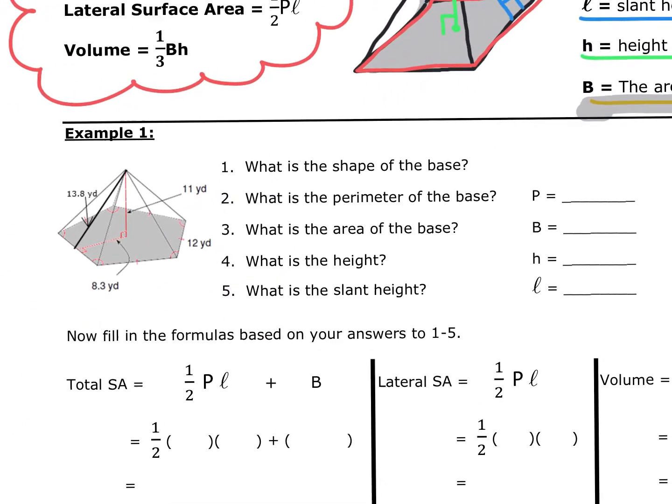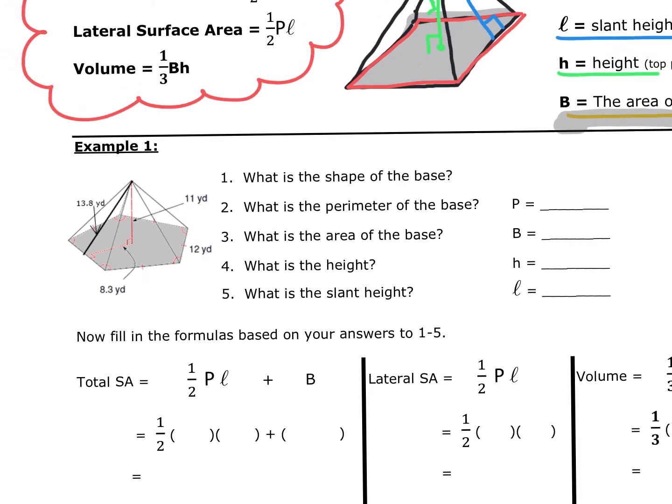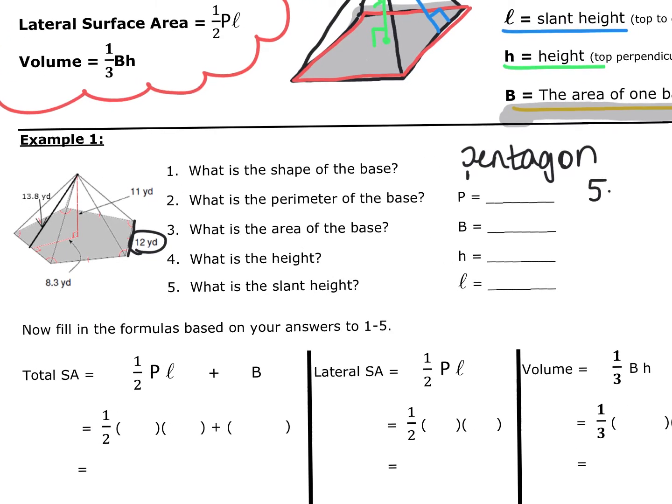What is the shape of this base? Well, it's got 1, 2, 3, 4, 5 sides, so that's a pentagon. All right, and what is the perimeter of that base? Okay, well, we know that each side is 12, and it's a regular polygon, so it's 5 times 12. And that's 60 yards. Okay?